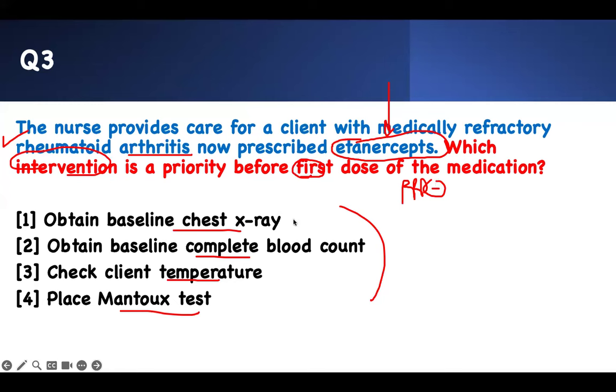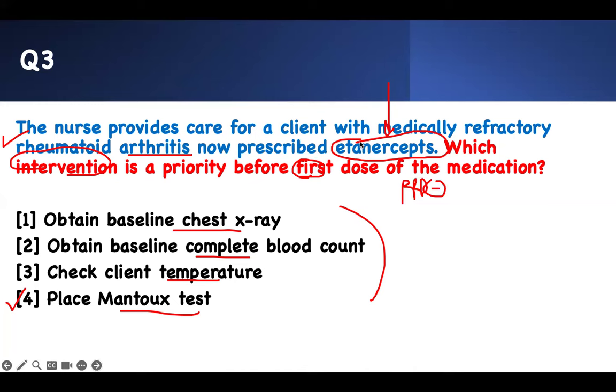Chest X-ray is good to look for active TB, right? CBC is not indicated. Temperature, no. You can have a fever all you want. Of course, when you're taking etanercept, you should not have an infection.